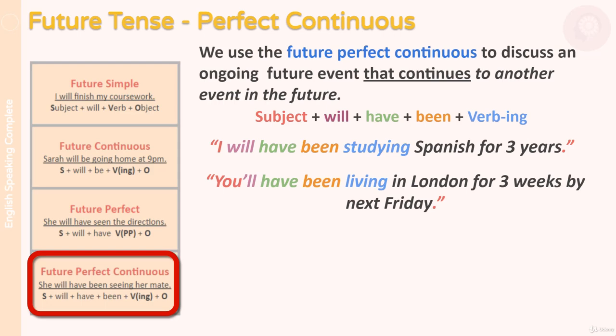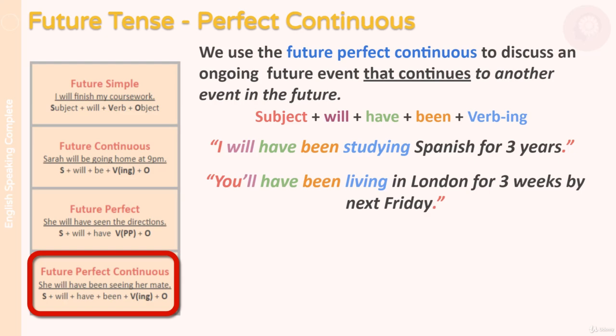Okay, another example here. You'll have been living in London for 3 weeks by next Friday. You'll have, you will have, you'll have been living. We can almost contract been, shorten been to been, which is the American piece of vocabulary there would be trash can. You'll have been living. This is getting a bit more advanced in pronunciation. You'll have been living in London for 3 weeks by next Friday. Okay, so 2 positive examples of the future perfect continuous.